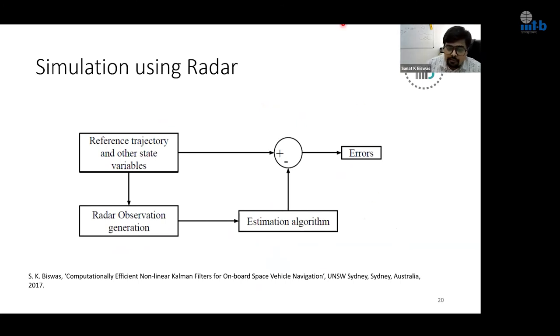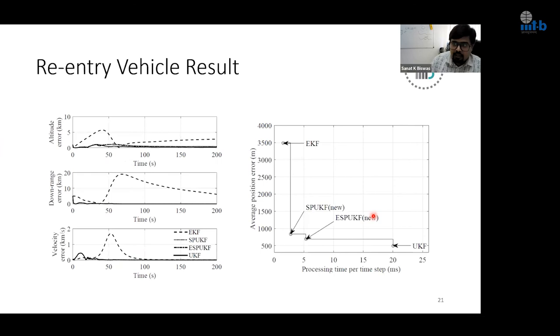This we have done entirely using simulation, because we do not have the provision of hardware in the loop simulation using the radar. So there we have a reference trajectory, we simulated the radar observations, added the noises and errors, whatever we have, and we fed it to the estimation algorithm, and then we compared, right? There we can also see that the extended Kalman filter average position error is very high, 3.5 kilometers, right? However, if you look at the SPUKF and ESPUKF, they are far better than the extended Kalman filter. Accuracy is not as good as the unscented Kalman filter, but it's better, right? And the processing time is very small, right?